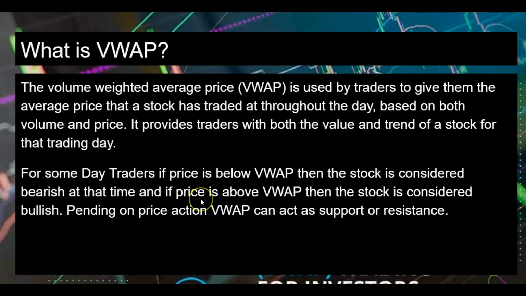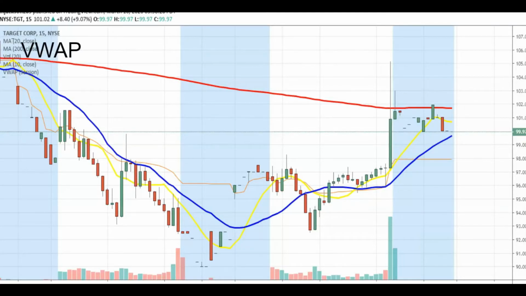And if the price is above VWAP, then the stock is considered bullish at that time or during that day. Okay, you can look at VWAP as another form of support and resistance. So this is a very powerful indicator that many day traders use. And I'm going to show you this.